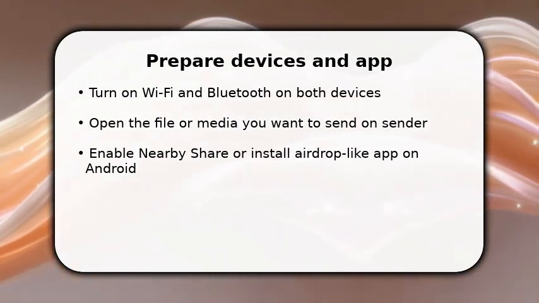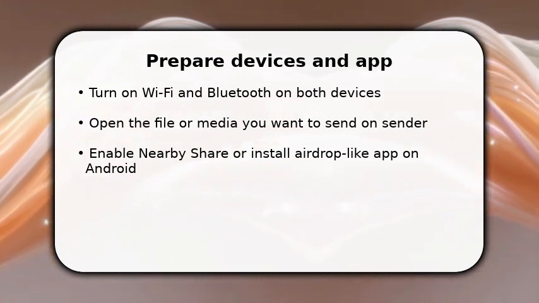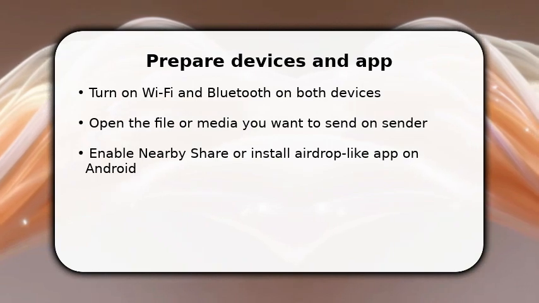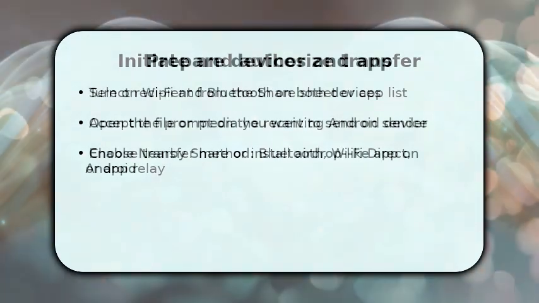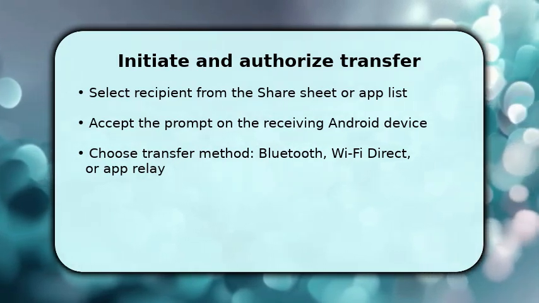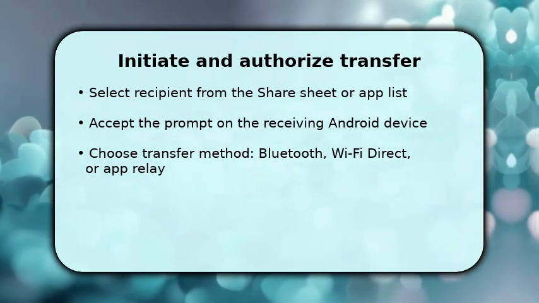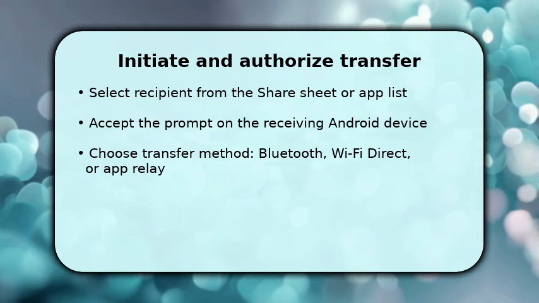This initiates the connection handshake so both devices can negotiate connection type and transfer method. Next, pick the recipient device in the Share sheet or app. Transitions matter, so watch the on-screen names. After you select the Android device, the receiver will get a prompt to accept or decline. Make sure they tap Accept.